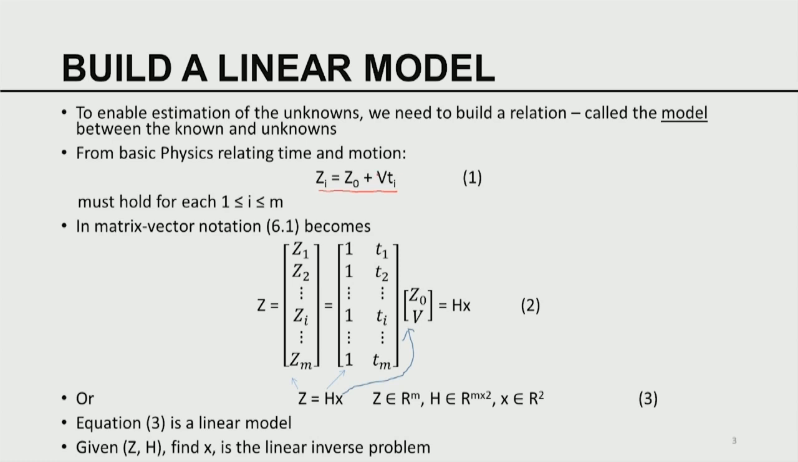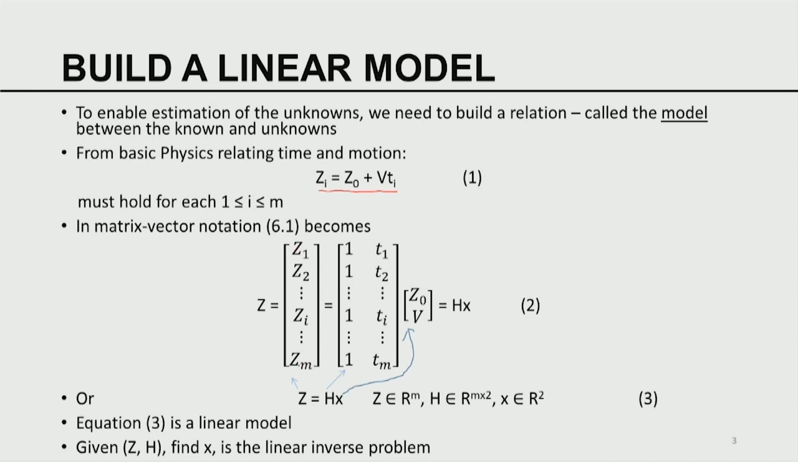So, I have m values, I have m equations like this. So, this I can rewrite in the vector matrix notation. z1, z2, zi, zm is a vector. Z is the vector of all positions at m different times. Z0 and v are the unknowns. By using matrix vector multiply, you can see if I multiply the first row by this column, I get z0 plus vt1, z0 plus vt2, z0 plus vti, z0 plus vtm. Each one of them corresponds to the position at various times.